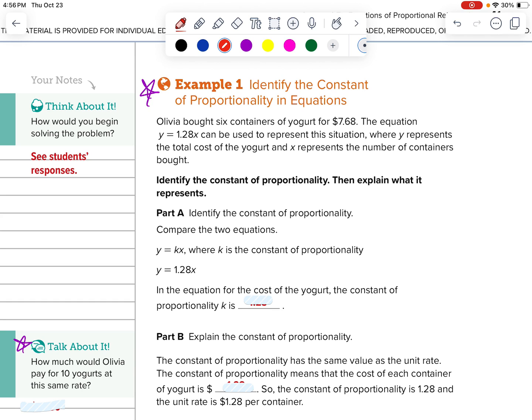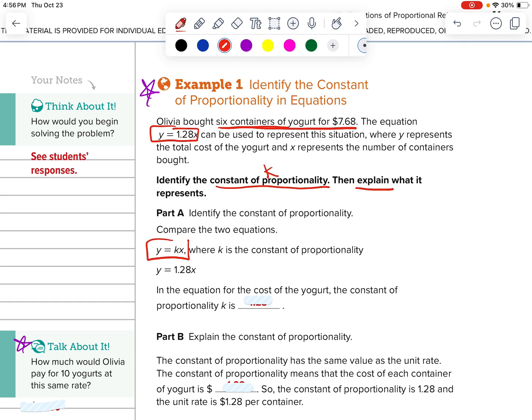On example 1, it says that Olivia bought 6 containers of yogurt for $7.68. The equation y equals 1.28x can be used to represent this situation, where y represents the total cost of the yogurt and x represents the number of containers bought. Looking at the equation, it says identify the constant of proportionality, or the k, then explain what it means. So the first part is just identifying it.